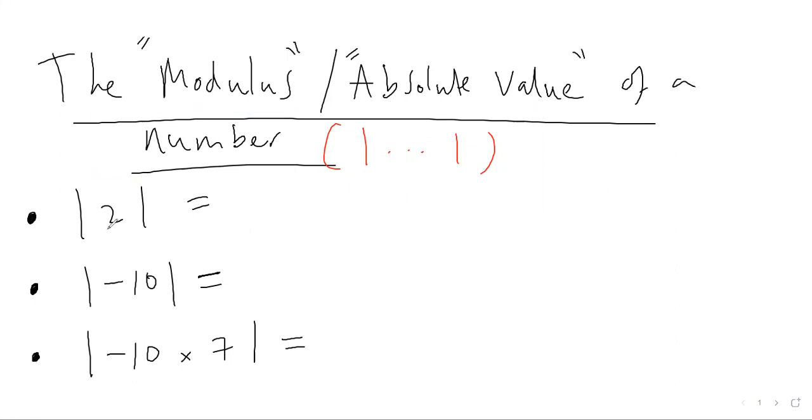So what does it mean? The modulus of the number 2, the answer there would just be 2. The modulus of minus 10, that'll be 10. The modulus of minus 10 times 7, well, minus 10 times 7 is just minus 70. And the modulus of minus 70, I'm going to tell you that that's 70. I haven't really told you this, but what is the modulus of a number? The modulus of a number is basically the size of that number. That's the way to think about it, or how big the magnitude of that number is.